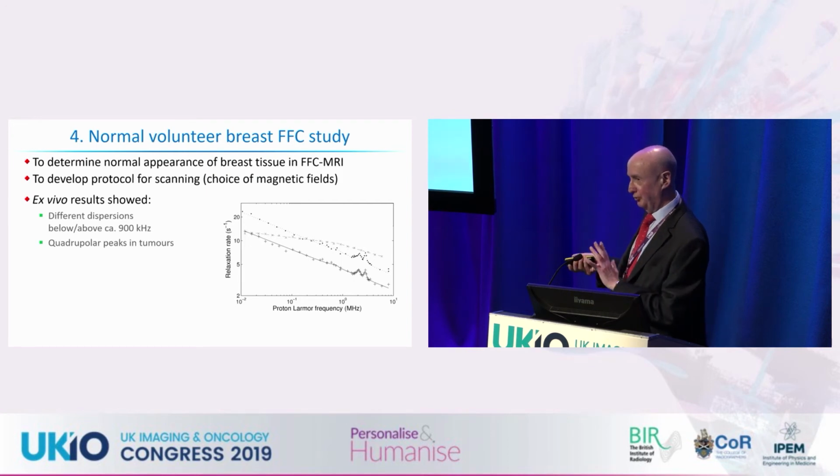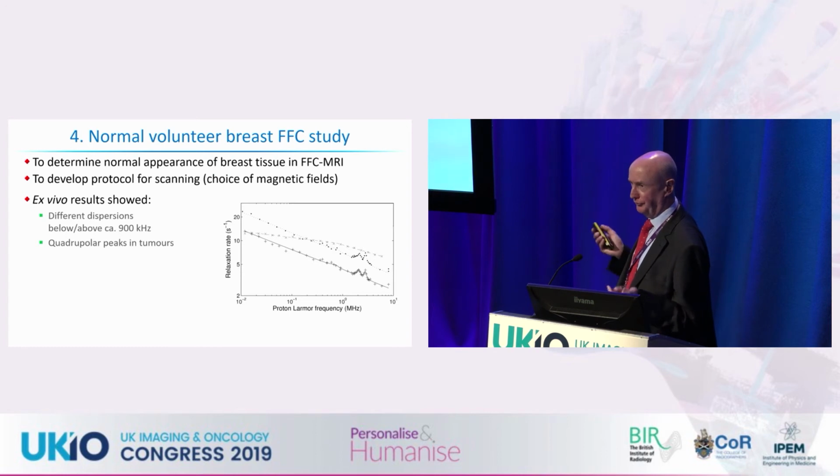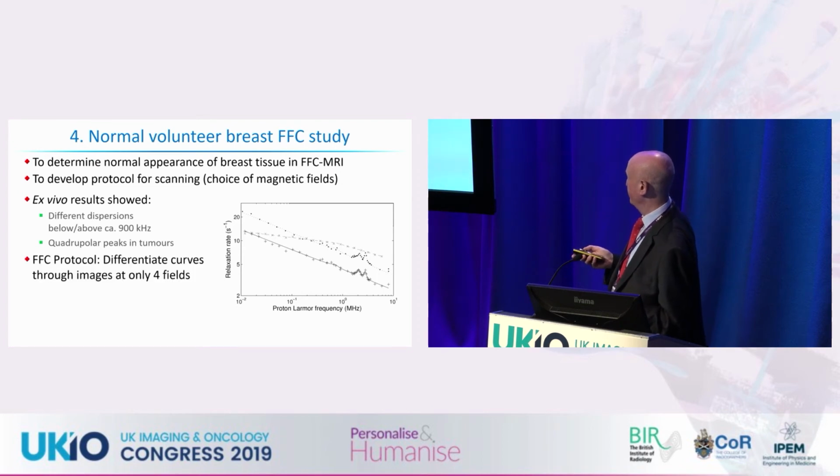We have to choose 4 or 5 field strengths, and we have to make an intelligent choice of those 4 or 5 field strengths so that we can nevertheless measure in our images, when we come to image patients, so that we can differentiate between the shapes of these curves. So we designed a protocol in order to do that.